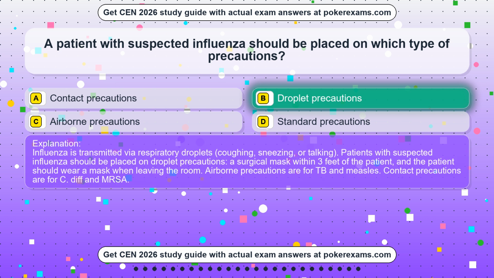Influenza is transmitted via respiratory droplets, coughing, sneezing, or talking. Patients with suspected influenza should be placed on droplet precautions, a surgical mask within 3 feet of the patient, and the patient should wear a mask when leaving the room. Airborne precautions are for TB and measles. Contact precautions are for C. diff and MRSA.